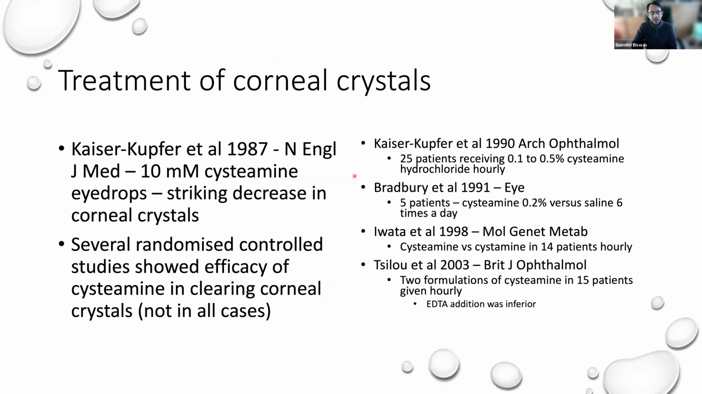So just going through some of the treatments for corneal crystals, back in the history of this, Kaiser Kupfer published some early results of using cysteamine in an eye drop form, which resulted in a striking decrease in corneal crystal deposition. And remember, the oral Cystagon medication or oral cysteamine was not effective in clearing corneal crystals. So this was the first demonstration that topically applied cysteamine could help that. And then various studies since then have also demonstrated some benefits from using topical preparations.